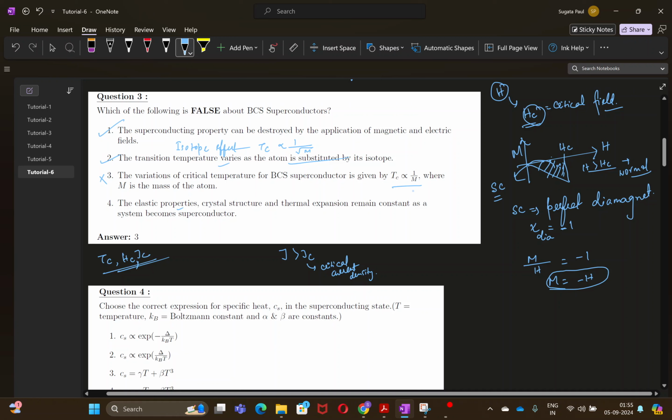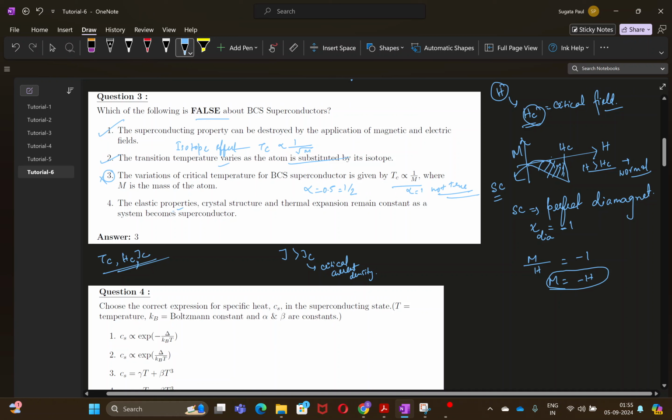That means the power of m is equal to 1 here, but this is not true, because it is experimentally verified that the isotopic effect predicted for superconductors has a particular exponent value alpha, which is fixed to be 0.5, or half, for almost all the materials. So this is a wrong relation that is given. So your correct option will be number 3, because we had to choose the false option.